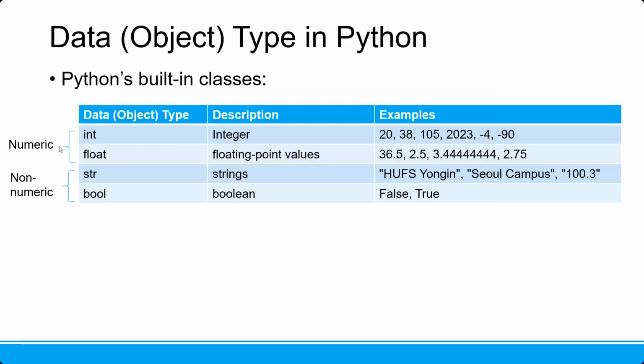This is for numerical. For the non-numeric, we have string. This is the most common data or object. String means a sequence of characters. If you put them between quotes, it is a string. Even numbers, if you put them between double quotes, we call this a string. Bool is Boolean. It means we have only two options, false or true.